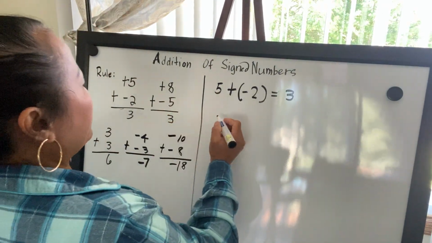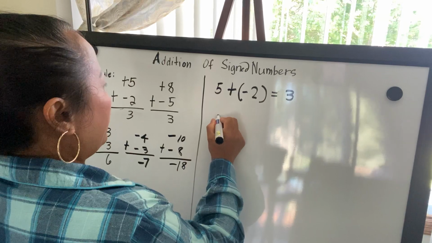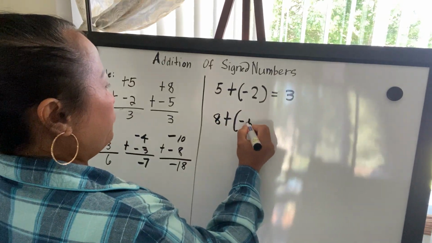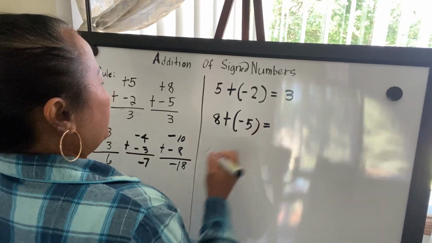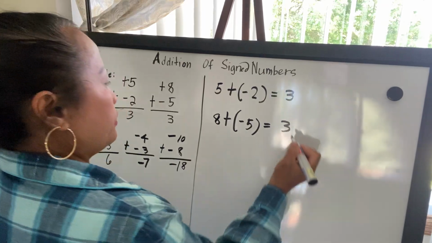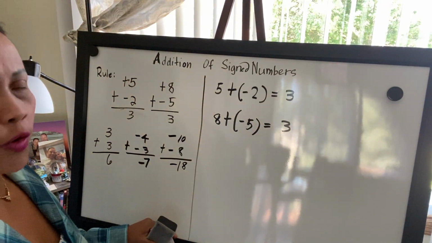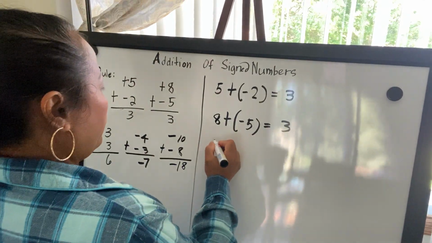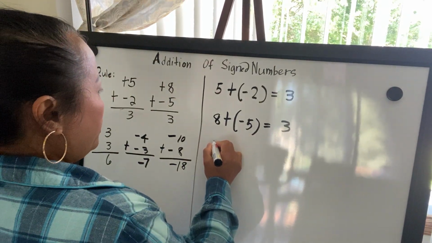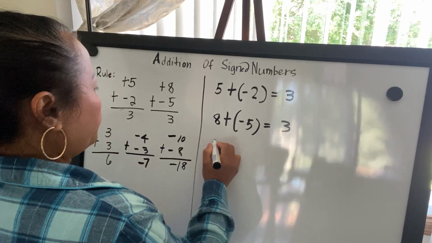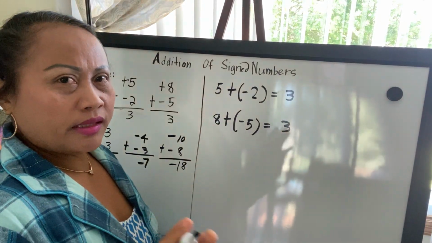This one, you can write like this too. 8 plus negative 5 equals 3. 3 or positive 3. Another example. Okay. I'll give you more examples, okay?